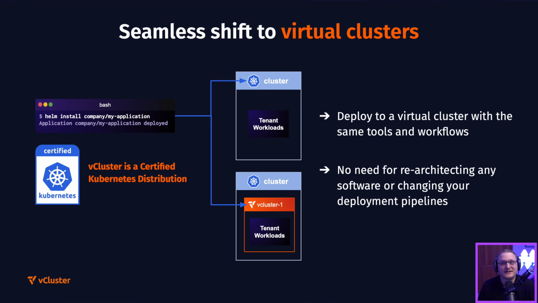You can seamlessly shift to virtual clusters; it's basically the same thing you're already doing. If you're already installing with Helm or using Argo CD or something like that, all you have to do is change the target where you're deploying. You go from a cluster to the virtual cluster, which has its own API that's been stood up. It makes it super easy to lift and shift from a regular cluster to a virtual cluster. You can deploy to a virtual cluster with the same tools and workflows. No need for re-architecting any software or changing your deployment pipelines.